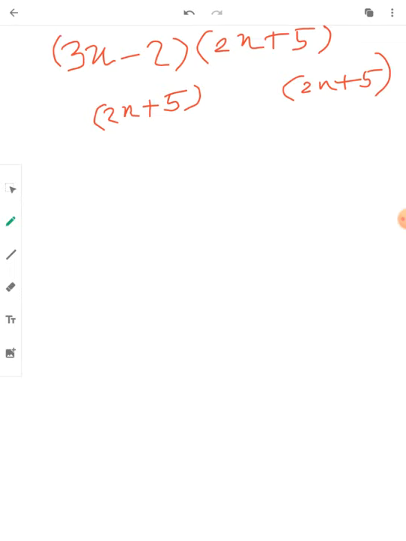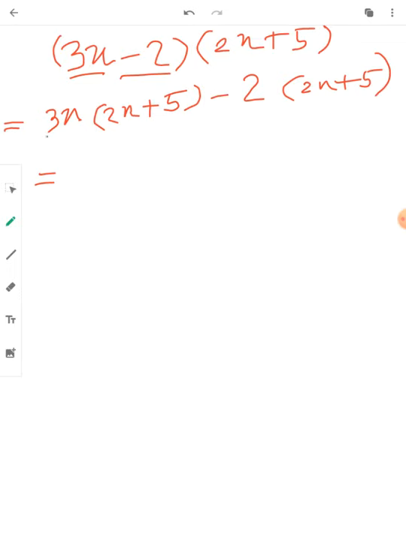Okay, and write this 3x and write the whole thing over here without changing the sign. So you have to write this minus. Don't forget to write the minus over there. Okay, so minus 2. Now you can do it. Just multiply and add these things.